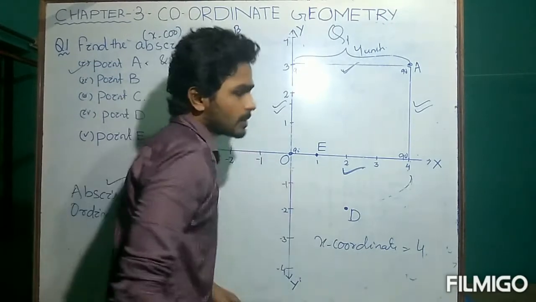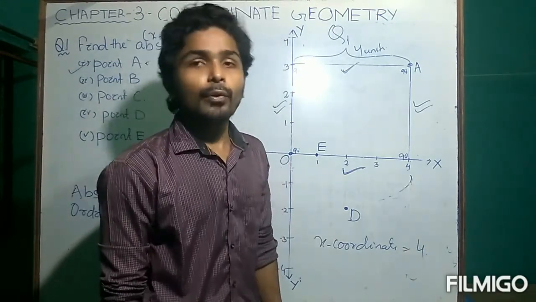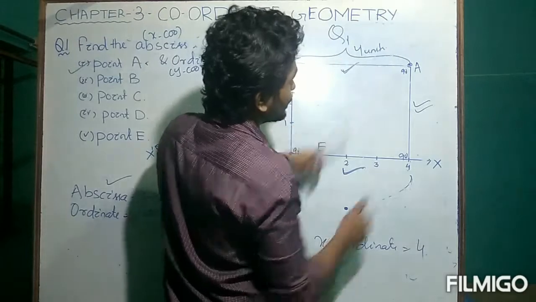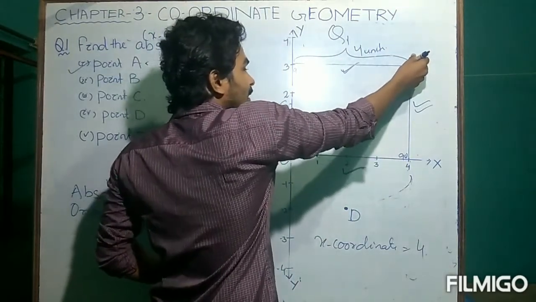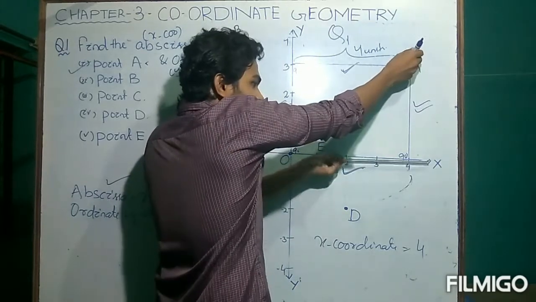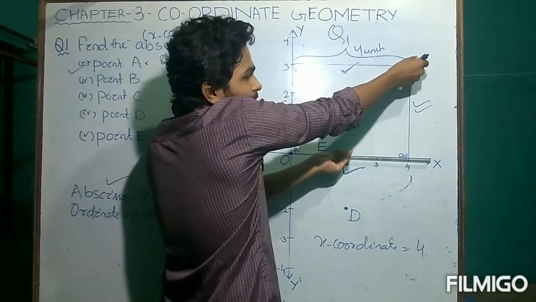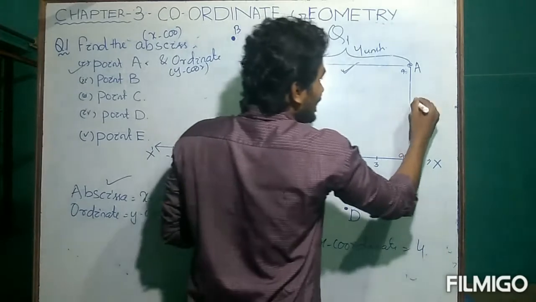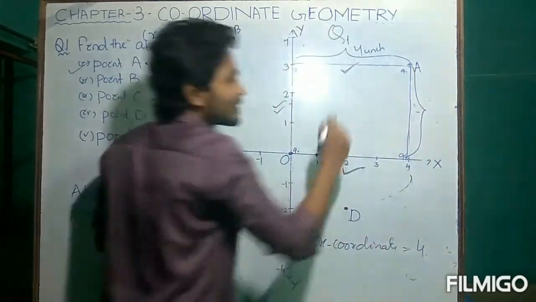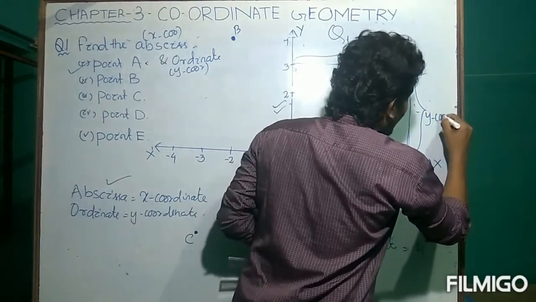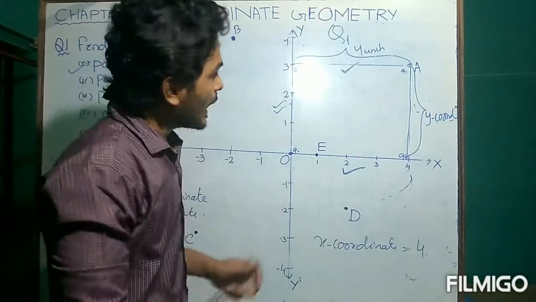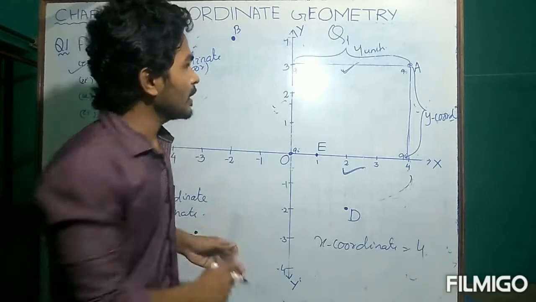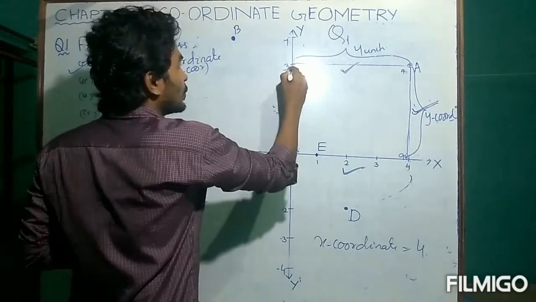Now, let us find the y coordinate. Y coordinate means the perpendicular distance from the x-axis to the point. First identify the point. If this is the point, and this is your x-axis, the perpendicular distance means this distance. That means you have to find this distance. This is your y coordinate. And since it is a rectangle, this length is equal to this length.